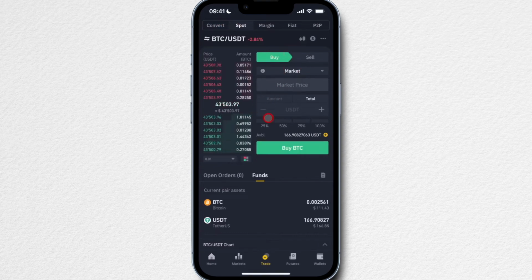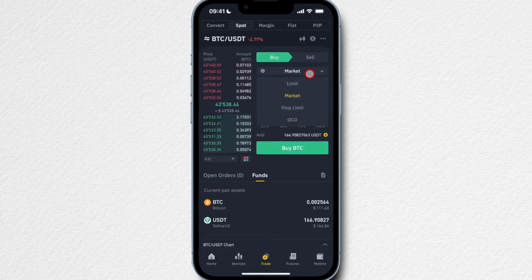So now here on the right side, you can set your orders. Right now it's on buy, which means that we want to buy Bitcoin. If you set it to sell, that means we want to sell Bitcoin for US dollar Tether. But let's actually go ahead and buy some Bitcoin. So let's choose buy right here.